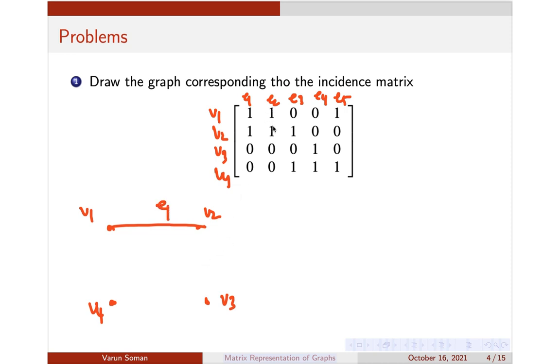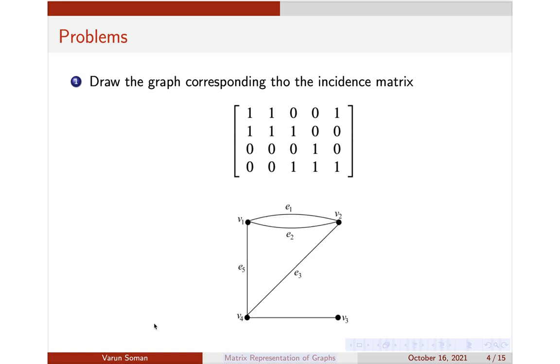Similarly, E2 is again at V1 and V2, so basically this is a parallel edge. This is your E2. E3 is at V2 and V4. This is your E3. Similarly, E4 is at V3 and V4, so this is your E4. And E5 is at V1 and V4, so this is your E5. So this is the graph corresponding to the incidence matrix. It's a very simple thing.